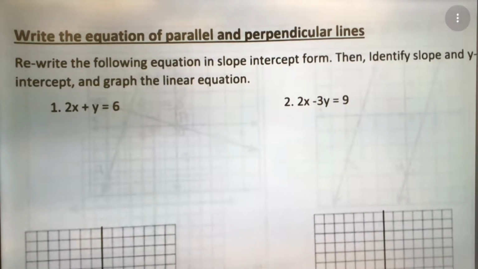Hello, welcome back. In this video, we are going to discuss how to write the equation of a line that is parallel or perpendicular to a given line.